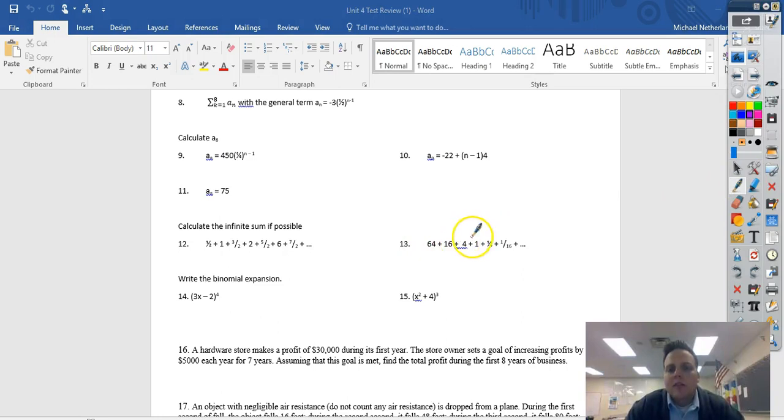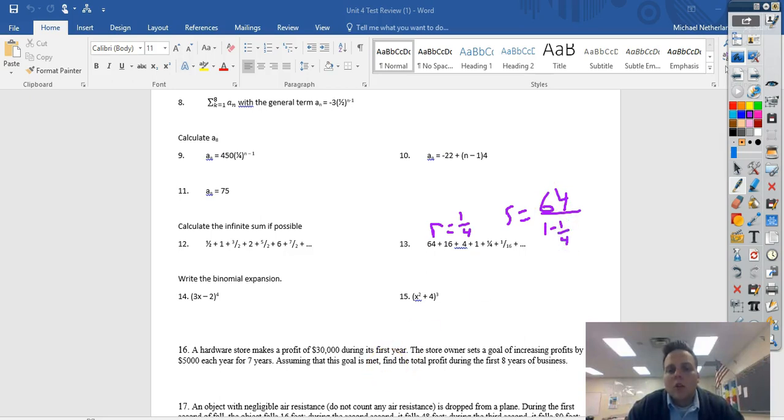Alright? Number 13, 64, 16, 4, 1, 1/4, 1/16. In this case, you're multiplying by the number 1/4 each time. Okay? So therefore, that is geometric. That r is between negative 1 and 1. So it is totally possible to solve this problem. And we just use the infinite sum formula, which is S is equal to the first term, so 64, over 1 minus r. So 1 minus 1/4.